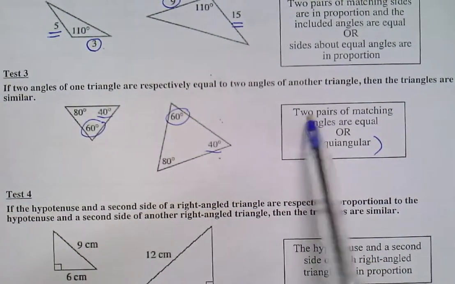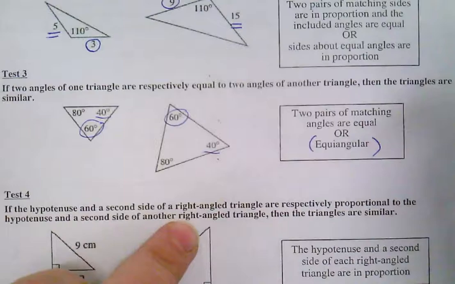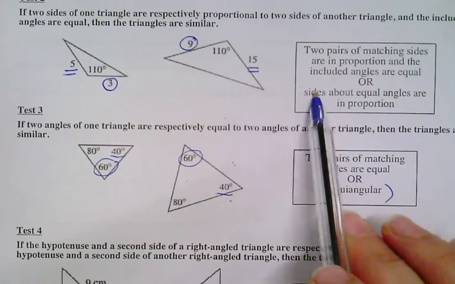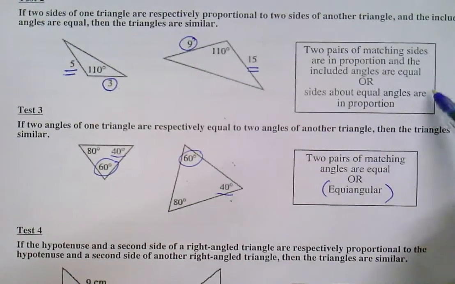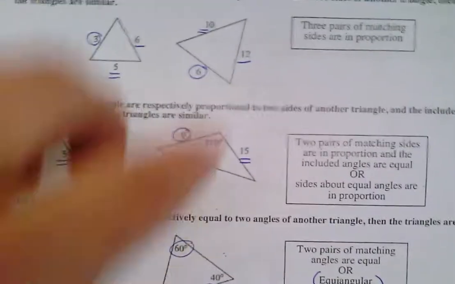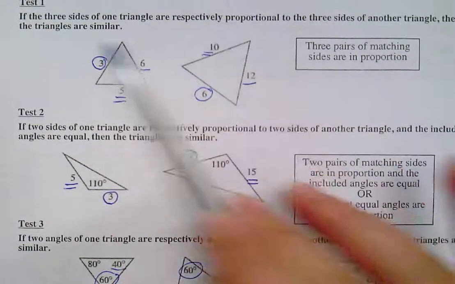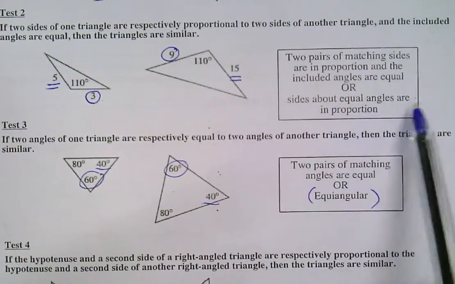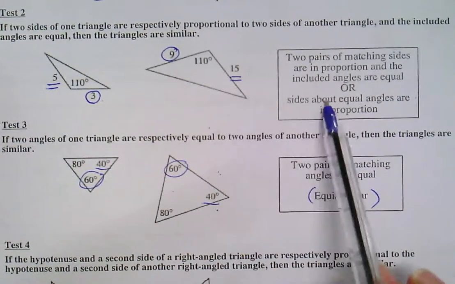So girls, what I've got in the boxes is what you write, and you've got options. So you can just write equiangular for this one. For the one before it, you can just say sides about equal angles are in proportion. You don't have to say this big thing up here. And the first one, you just need to say 3 pairs of matching sides are in proportion. You write for your reason what is in the box, not in bold. Got it? You can write this. It's only 8 words. This one, if you want to learn the quicker one, sides about equal angles. Sides about, the ones next to the equal angles are in proportion. So that's 1, 2, 3, 4, 5, 6, 7.